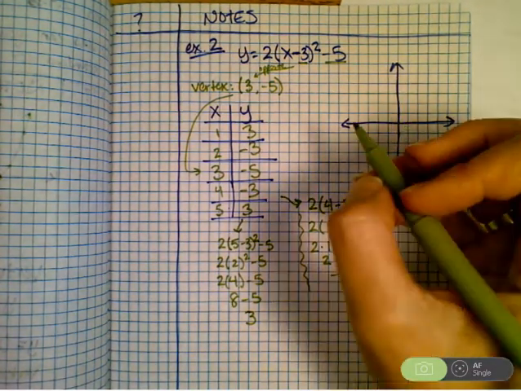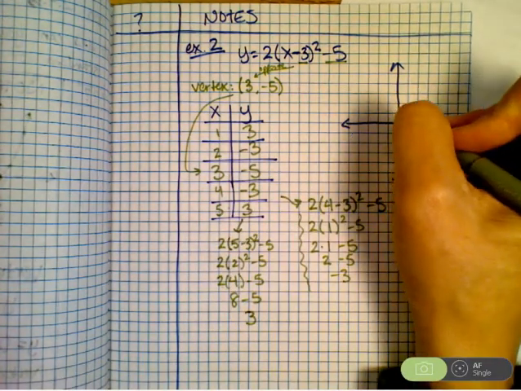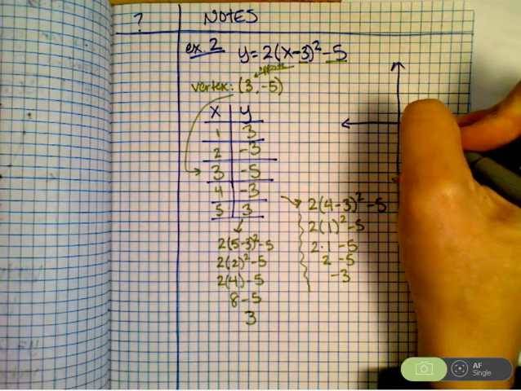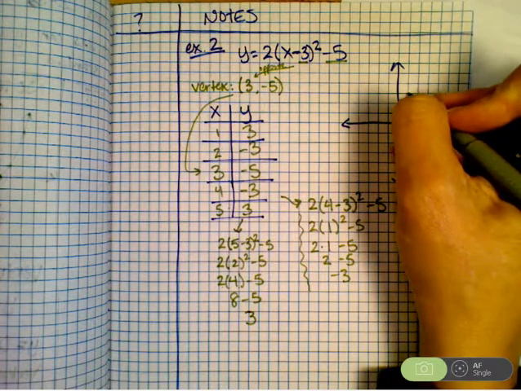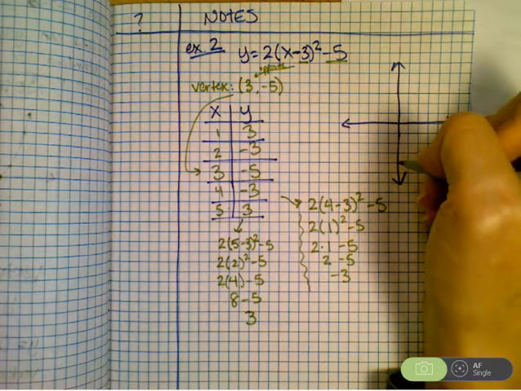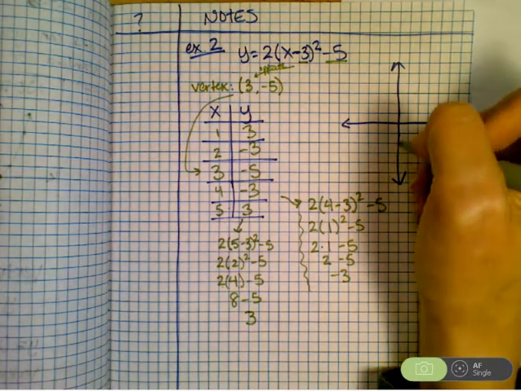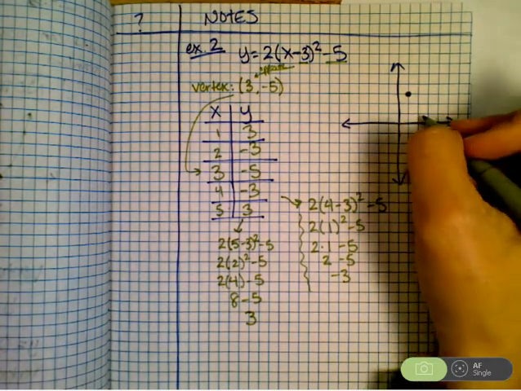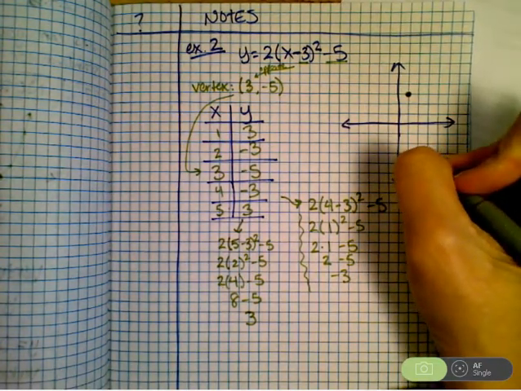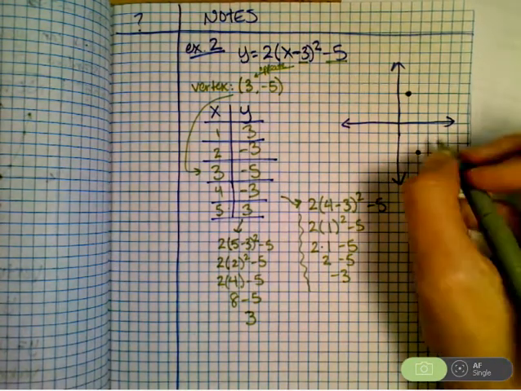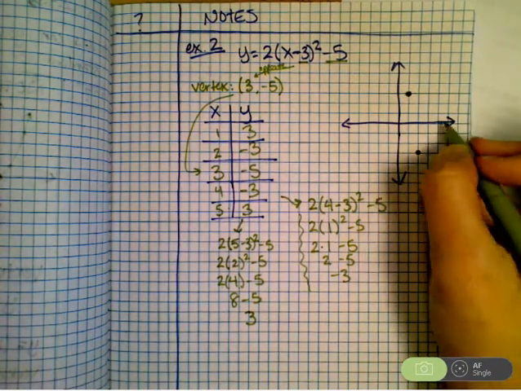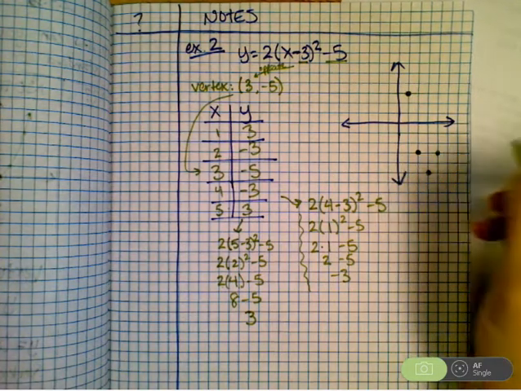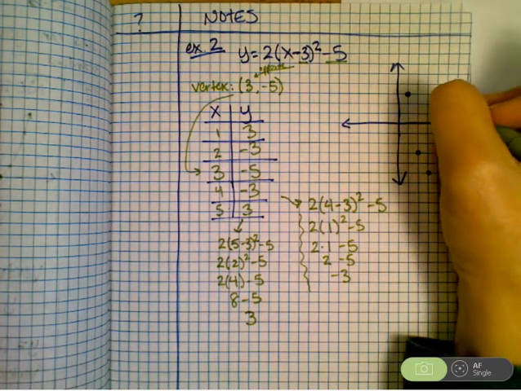So I'm going to start with 1 and 3. 1, 2, 3. Is that right? 3? Yep. 1 and 3. 2 and -3. 3 and -5. 4 and -3, 5 and 3.